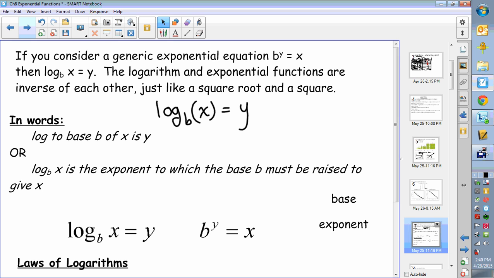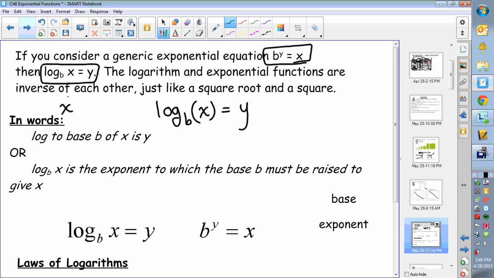Okay, so let's get to the nitty-gritty where things tend to fall apart. When we write a logarithm, this would be a generic exponential equation: b to the y equals x. And then we could write log base b of x equals y. One is an exponential function, one's a logarithm. They are just inverses of each other. One is the opposite of the other, just like a square and a square root undo each other.